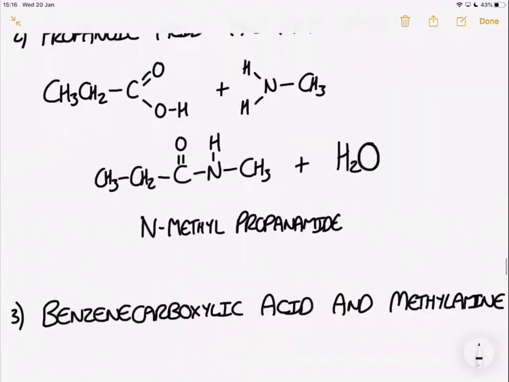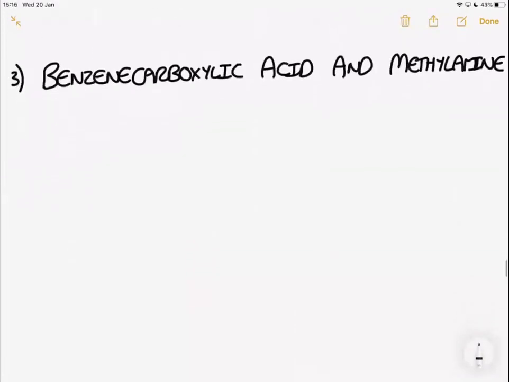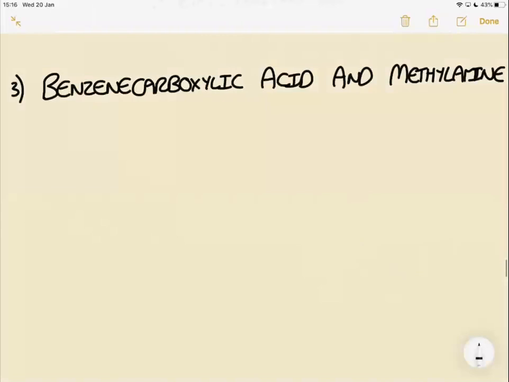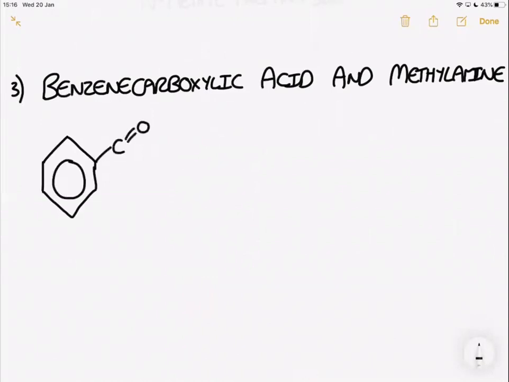Next, naming is going to go out of the window soon because we're going to involve some aromatics. We don't need to be able to name these. All right. So this time we've got benzene carboxylic acid. This is something that the AQA have a tendency to do, where they like to incorporate aromatic rings into synthesis questions, even though in a lot of the cases, there isn't actually any of the aromatic ring involved in the reaction.